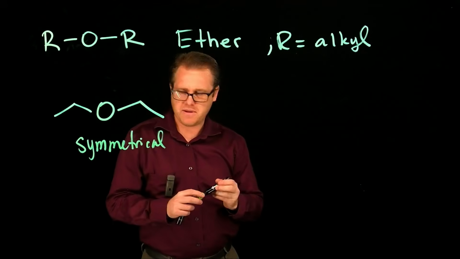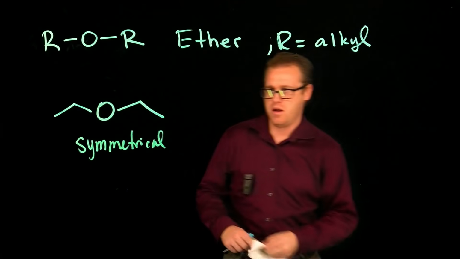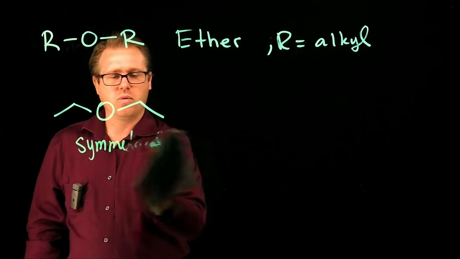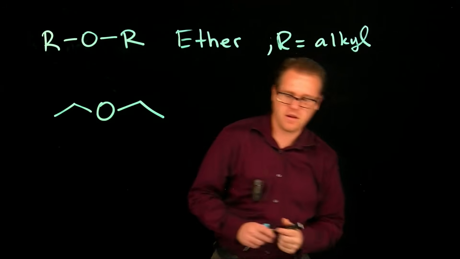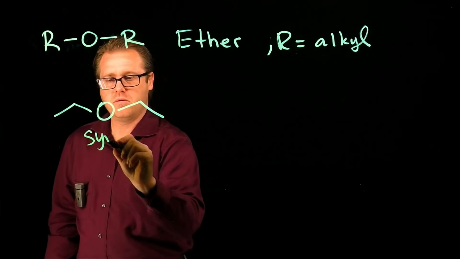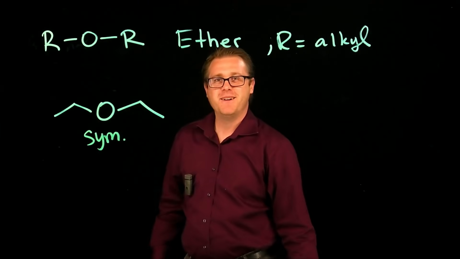Is symmetrical spelled with 2 M's or just 1? I'm the world's worst speller. We'll just go like that, okay?